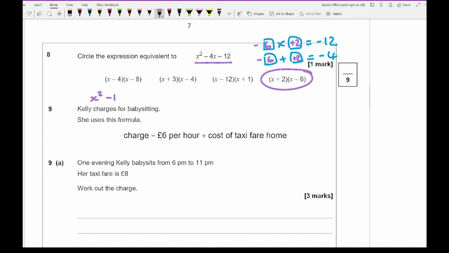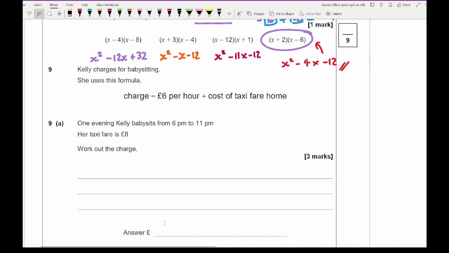Now if I did go through the process of expanding brackets, this one here is going to be x squared minus 12x plus 32. This one here is going to be x squared minus x minus 12. This one here is going to be x squared minus 11x minus 12. And then this final one is going to be x squared minus 4x minus 12, which is the one that we wanted.